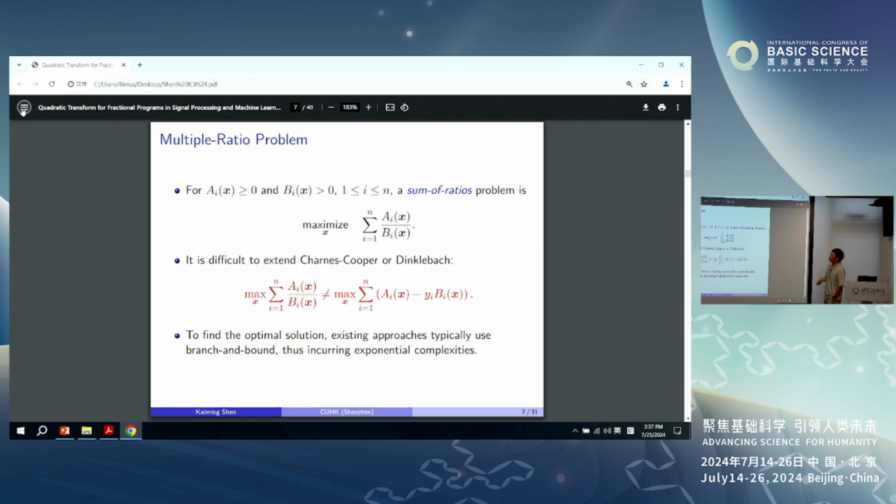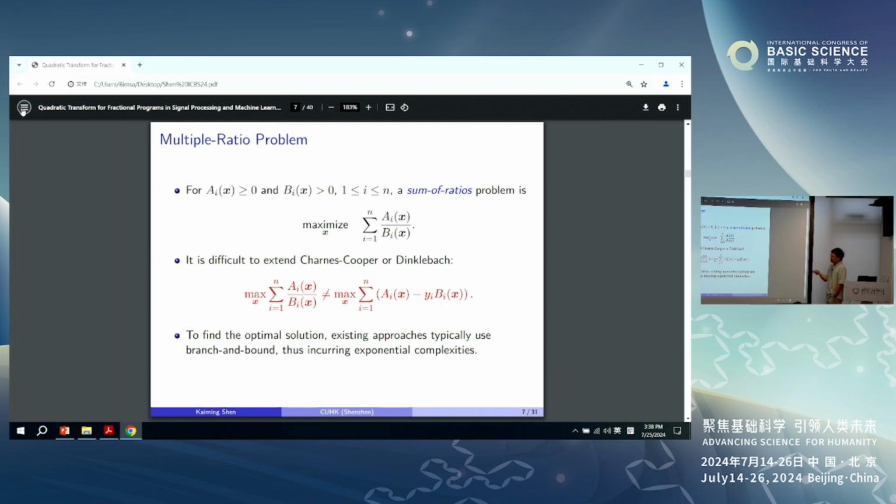Okay, so now let's move on to the multi-ratio problem. Now we introduce a sequence of A and a sequence of B. Again, we assume that each A is non-negative and each B is strictly positive, and each A_i and B_i constitute a ratio. Now we aim to maximize the sum of a bunch of ratios, A_i over B_i. Of course, the problem is still not convex at the beginning, so it's difficult to solve directly.